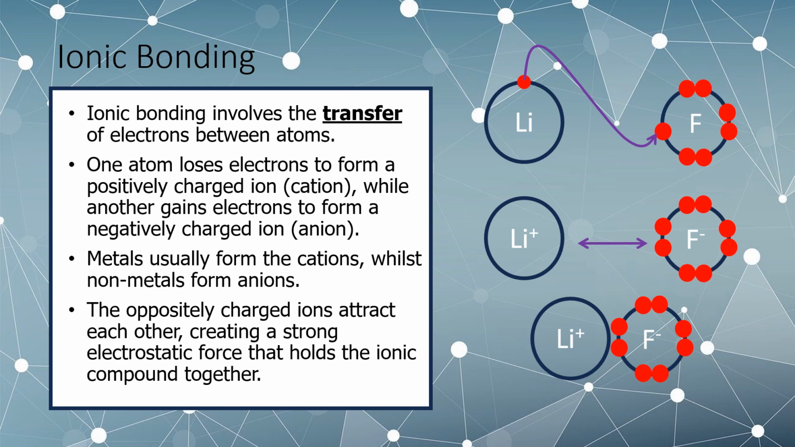Lithium's got rid of an electron. Now, just to clarify, we're only looking at the valence shells here. So lithium gets rid of an electron, and fluorine gains that electron, becoming the lithium plus ion and the fluoride minus ion. The electrostatic forces then bring those together to form our ionic compound.